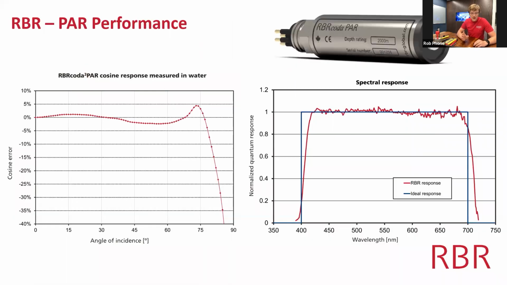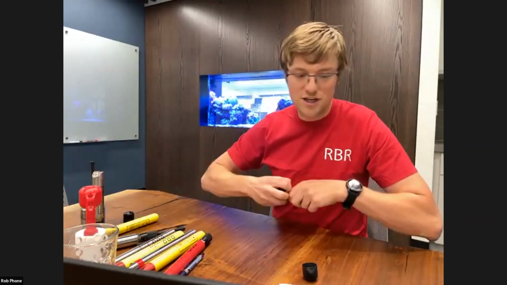For the cosine sensors, and I guess other sensors in general, there are two main performances that one wants to look at. One, the spectral response, so we want to make sure that there's a sharp cutoff outside of the wavelength that we're interested in. And the other is the cosine response. For the cosine sensors, you want the sensor to have a known angular dependence to the radiation. I have one of the RBR Codas here that I can share.